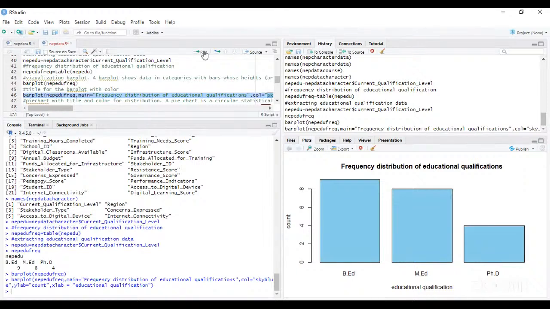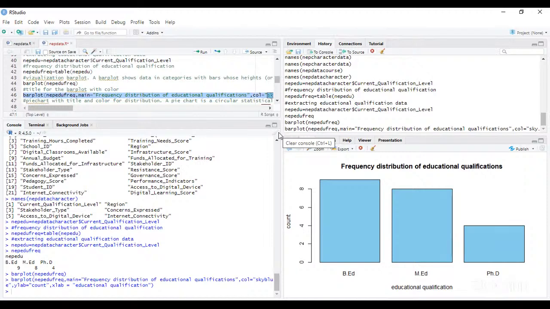Now, what difference can you see? The chart has a heading and the axes are defined. Correct. Now we have labeled the bar plot x-axis, y-axis, and we have given the title for the bar plot.